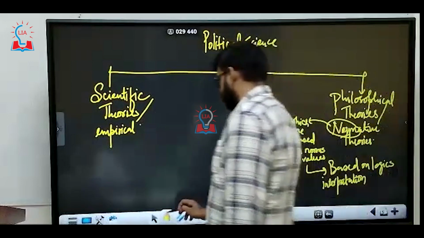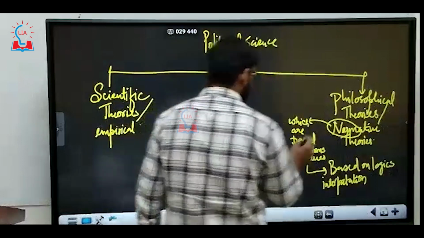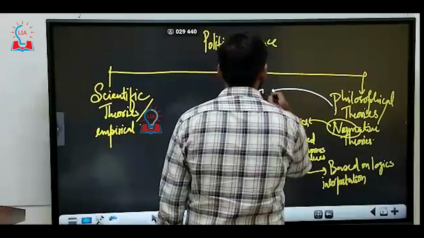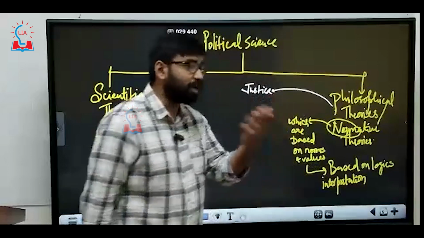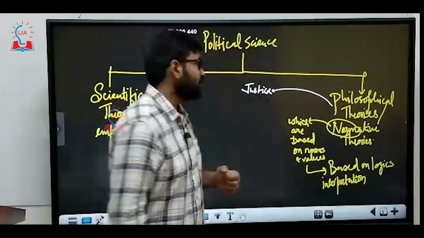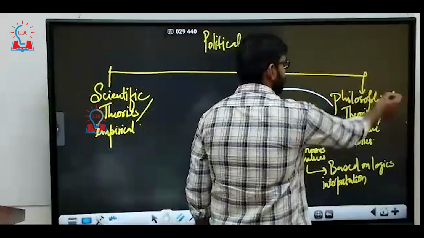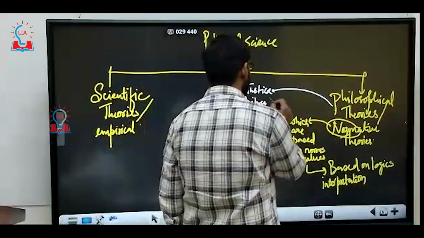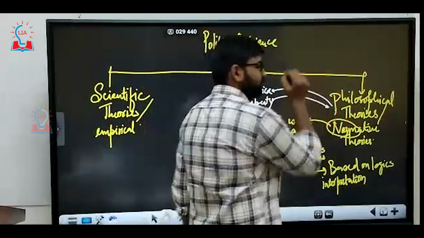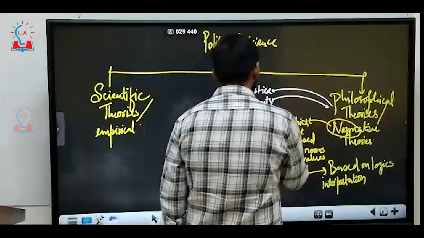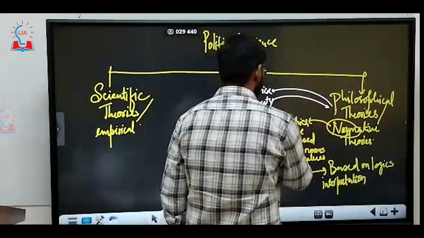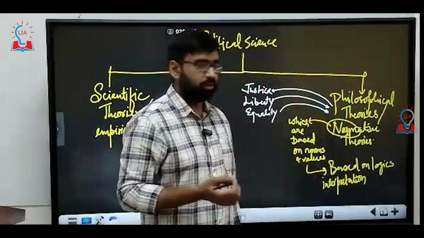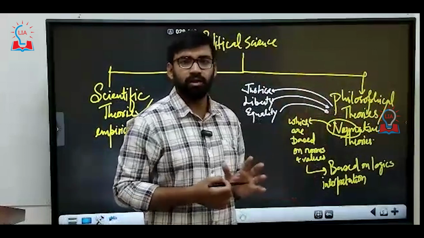For example, the theory of justice. Justice is a value in political science. So justice theory comes under philosophical theory. Then liberty is also a value. Then equality, it is a value. So these are value based theories. That means norms based theories. So it comes under philosophical theories.